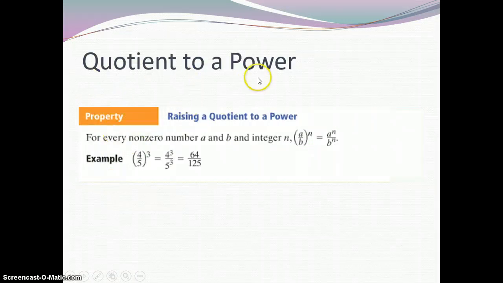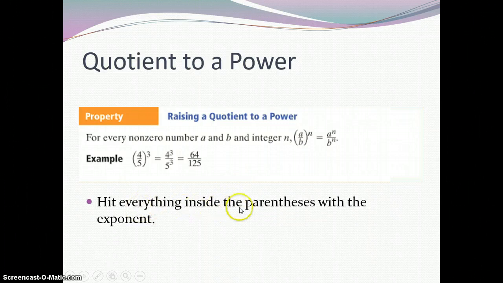So here's quotient to a power. This is just like our power to a power rule. We had to multiply the exponents. Instead of power to a power, or a product to a power, now we're quotient, so we're dividing. So here's the straightforward example. The 3 goes both to the 4 and the 5. 4 cubed is 64. 5 cubed is 125. Hit everything inside the parentheses with the exponent. Just like we've said, this is kind of like the distributive property. Okay, you're kind of distributing this 3 to anything inside of the parentheses.